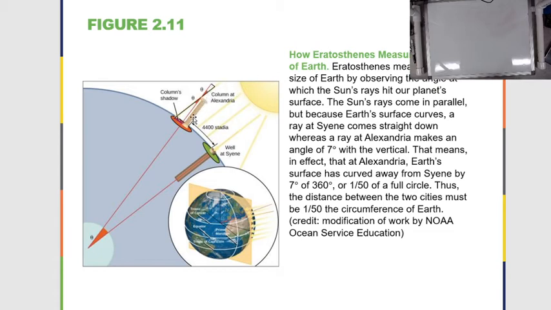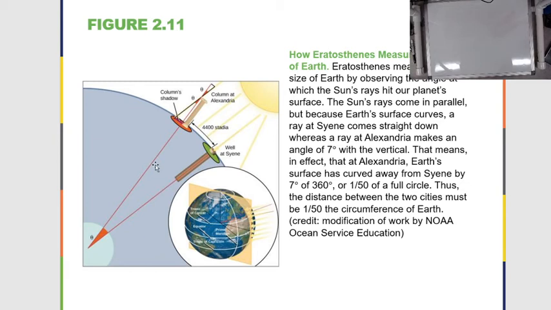And so in Alexandria, he erected a pole. And he showed that in Alexandria, on the same day at the same time, the rays were not coming straight down the pole, they were making an angle. And that angle, he measured it, was 7 degrees. And so the rays from the sun were coming in at 7 degrees, whereas they were coming straight down the well in Syene.